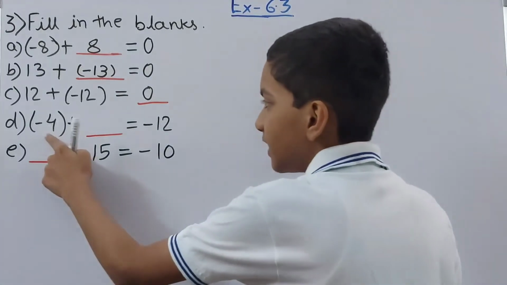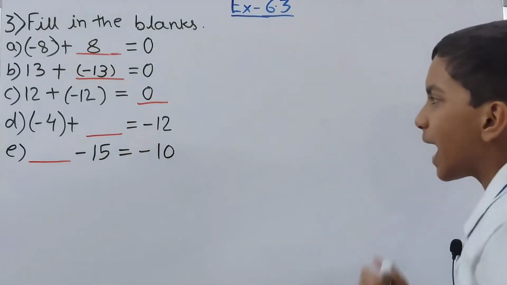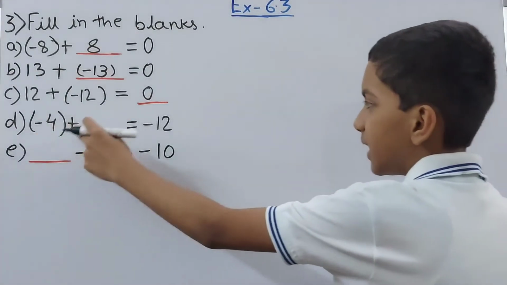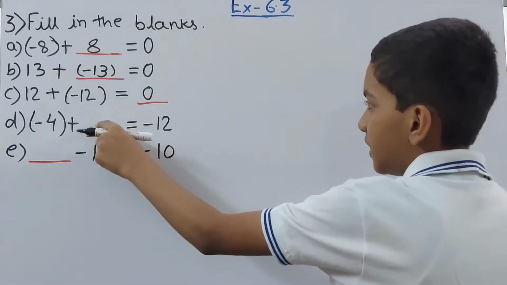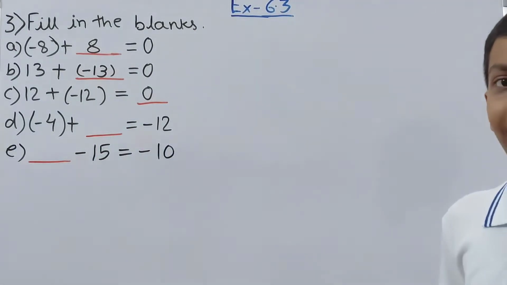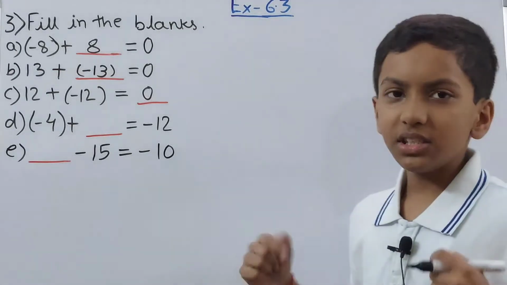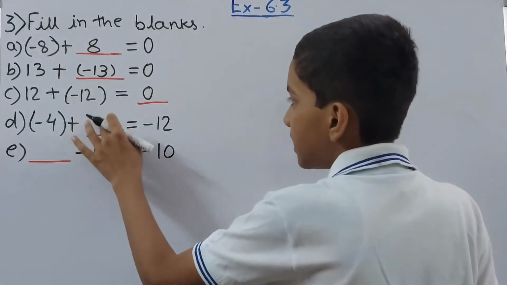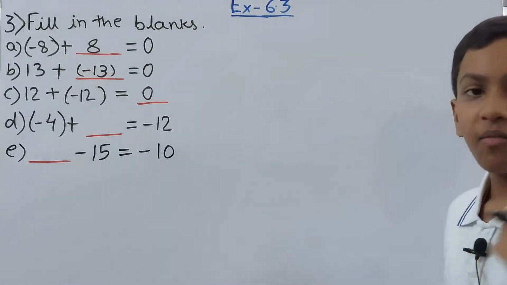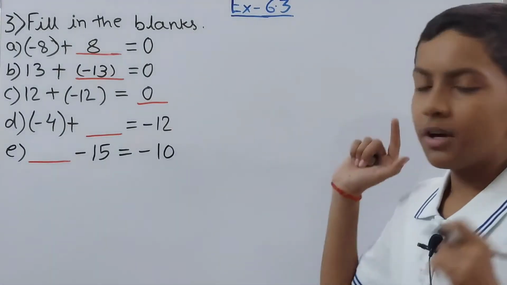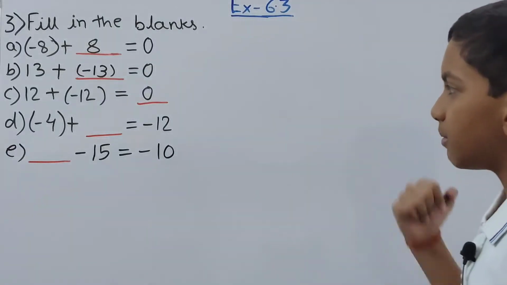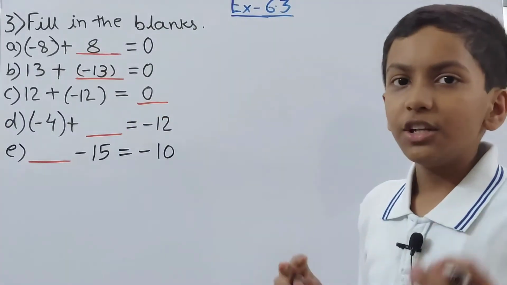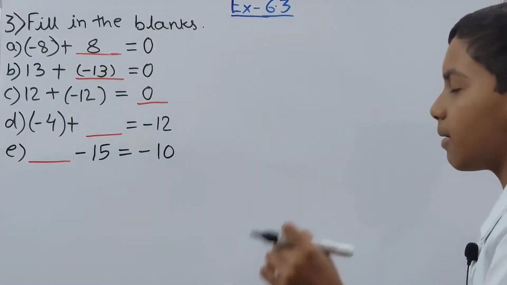So this says -4 plus blank is equal to -12. Now friends, over here we have -4 plus a blank which we need to fill in, and that will give us -12. As you can see, minus plus is minus. If we write any positive number, we will not get -12, because positive numbers make the numbers move to the right. So we need to write a negative number to get to -12 from -4.